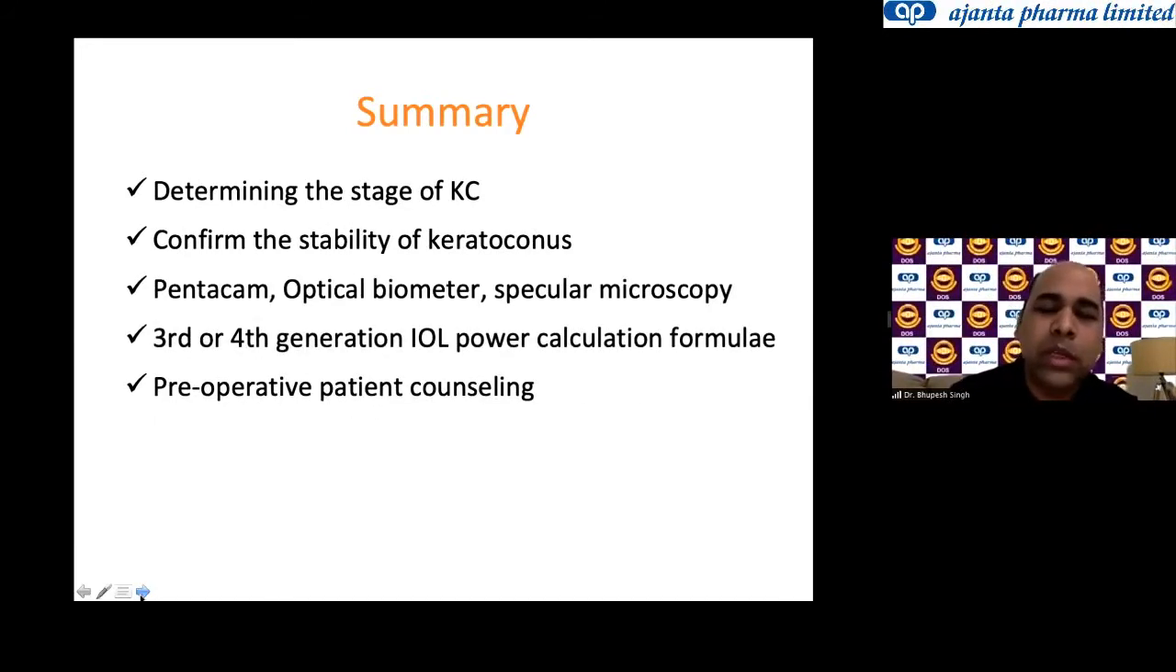Pentacam, optical biometers, and specular microscopy are the essential tests that we should do before planning these surgeries. The third-generation or fourth-generation power calculation formulas work very well in these patients. Pre-operative patient counseling is a must.